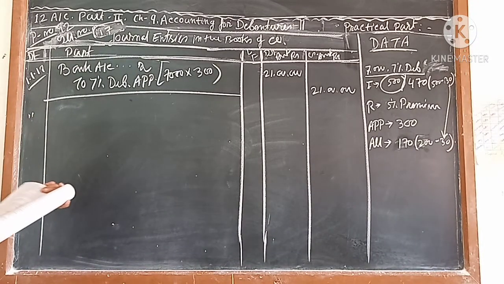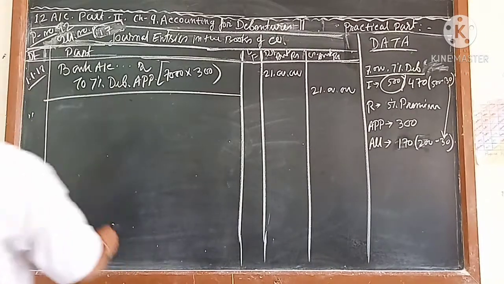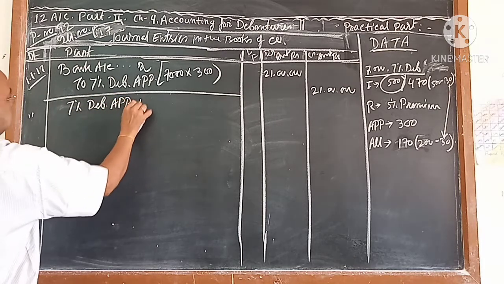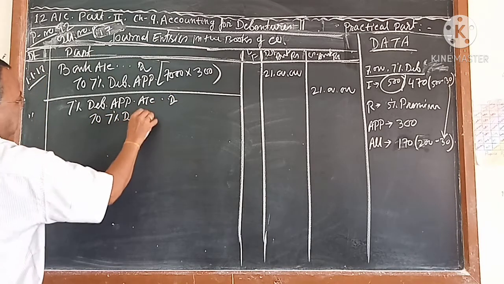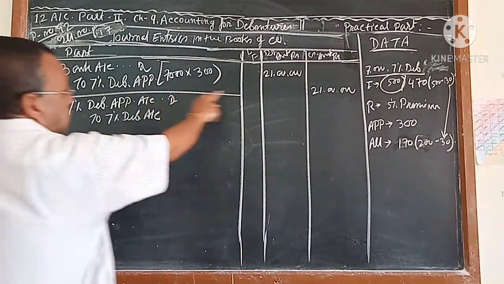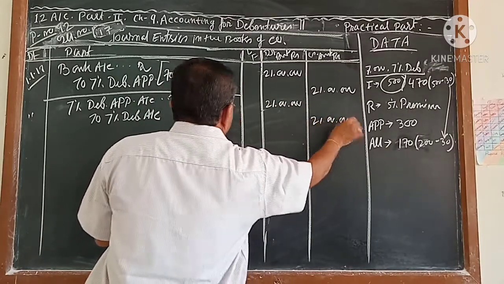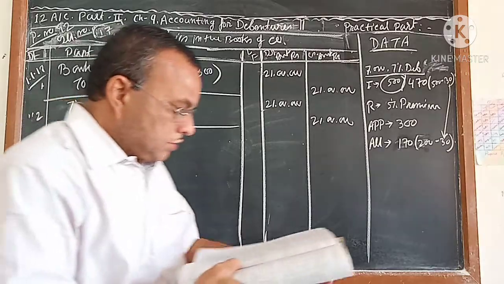And then the first journal money you transfer to the 7% debenture account. So 7% debenture application account debit to 7% debenture account. This you already know, I told you several times. The amount given in the debenture application account, you write it there, and the money you are transferring to the debenture account. That is most easy. Next, this is 1 and this is 2. Now we are going to pass the third journal. The third journal is given.